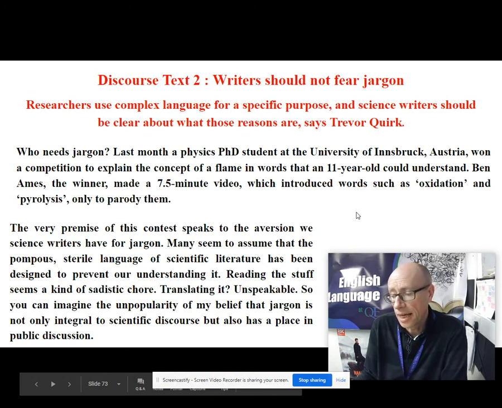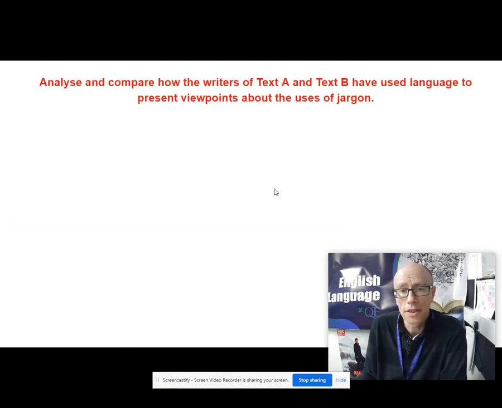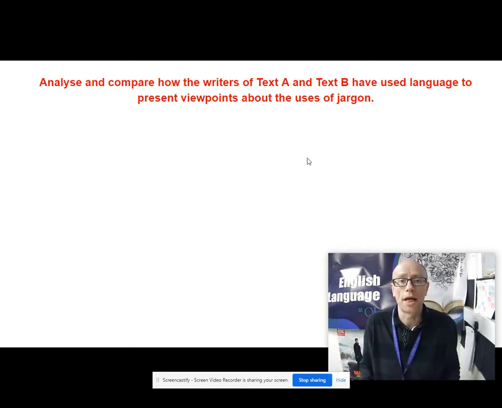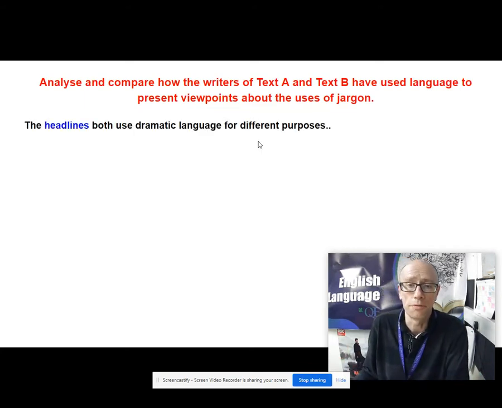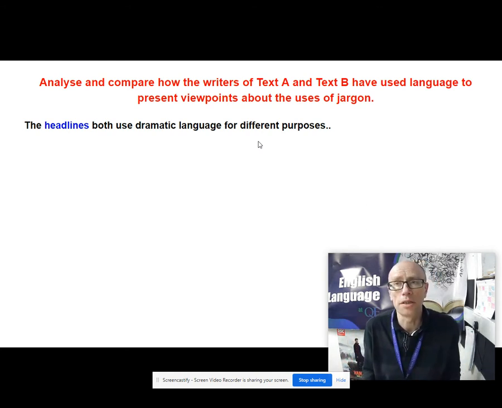Okay, so those are just the beginnings of those two articles. There's the question that you would have in a real exam. You'd have the complete articles, and it would say, analyse and compare how the writers of text A and text B have used language to present viewpoints about the uses of jargon. If you're constructing an essay here, you'd want to build it around some really good topic sentences.